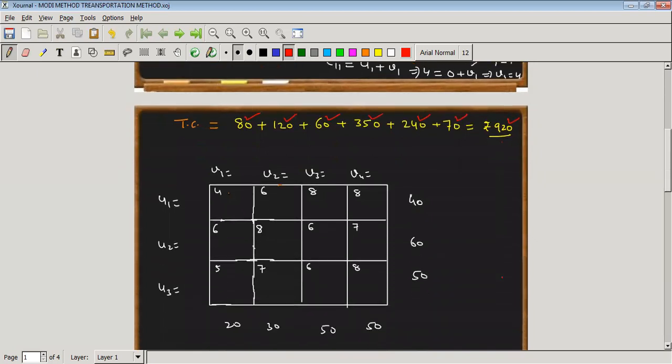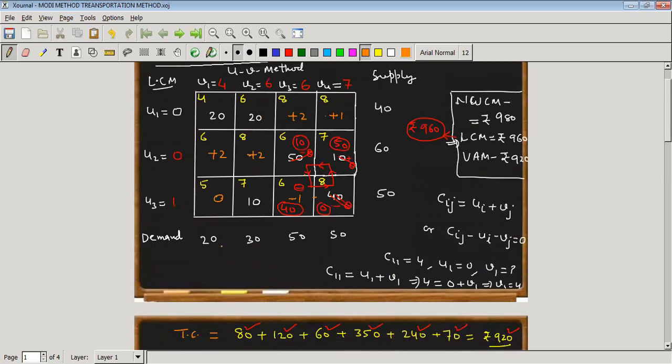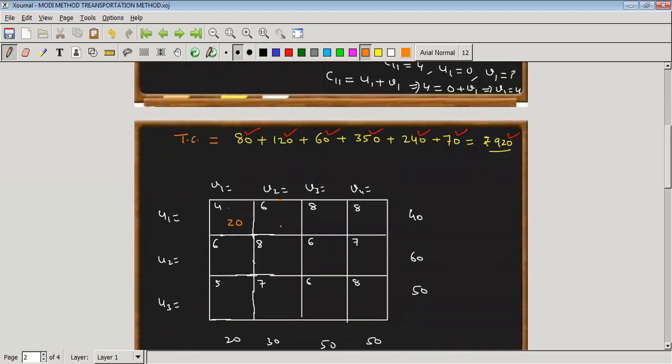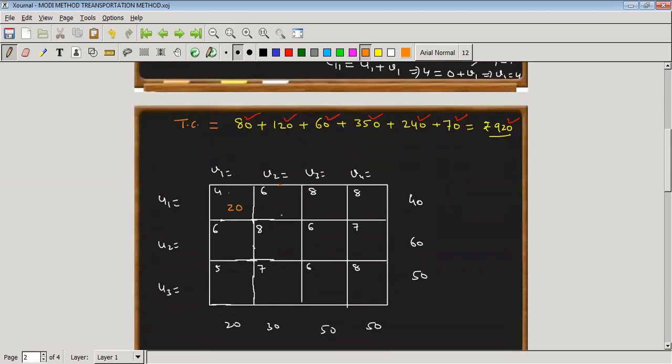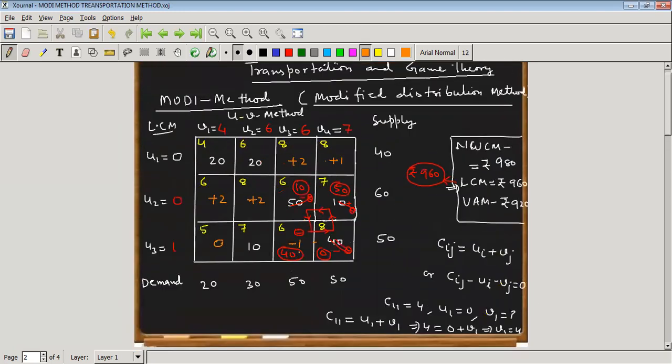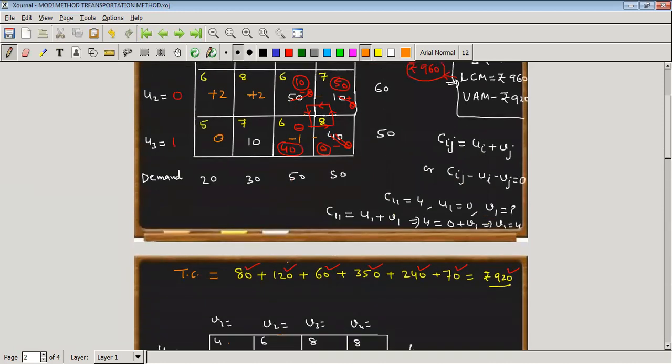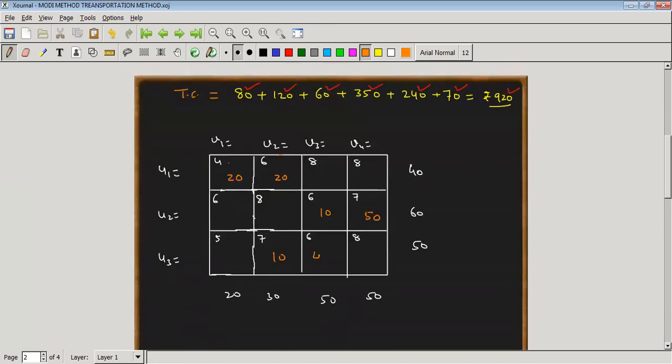Now we come to this point. So we have new allocations. So we put 20, 20, 10, 50, 10, 50, 10, 40, 10, 40. Now the transportation cost is rupees 920.